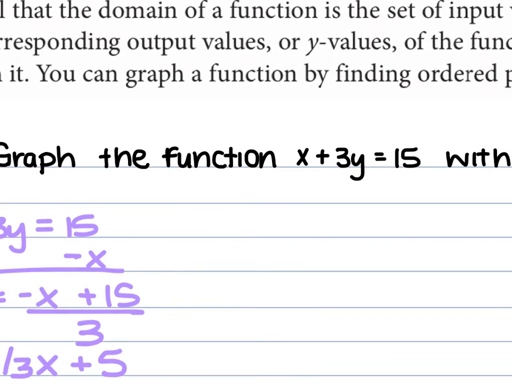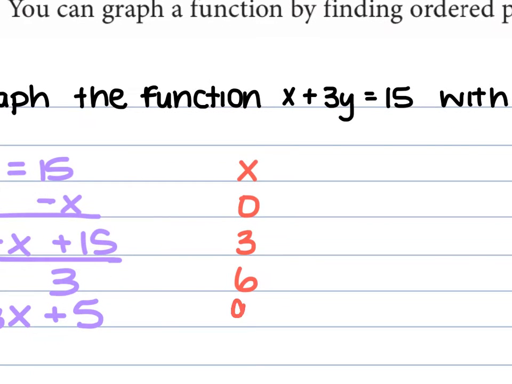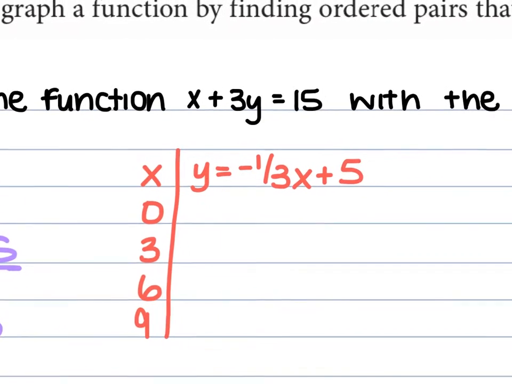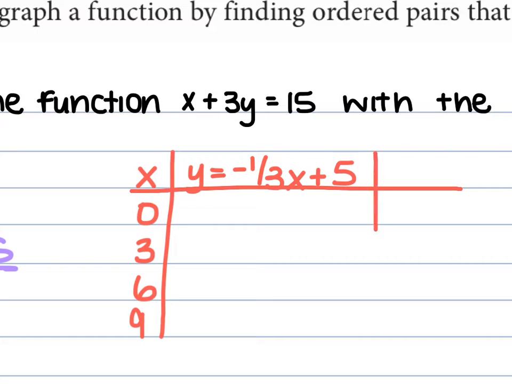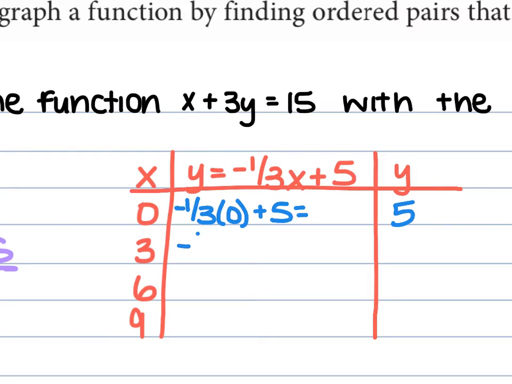So we have x values, which are our domain, which we said is 0, 3, 6, and 9. We then have our function rule, which is y is equal to negative 1/3 x plus 5. And then we are going to solve for y. So we're going to plug in the 0 first. We're going to have negative 1/3 times 0 plus 5, which is equal to 5.